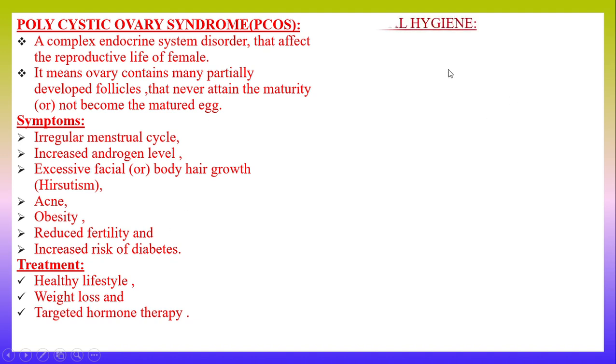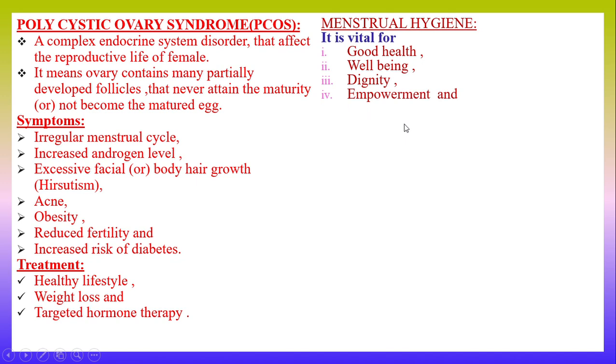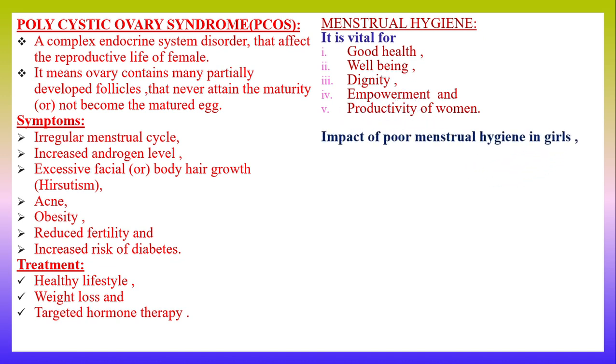Now we are going to pass on to menstrual hygiene. Menstrual hygiene, that means what? The hygienic method for managing the menstrual cycle in females. It is vital for the good health of the girl and also the well-being of the female body, and to maintain their dignity and empowerment and also the productivity of the woman. For good health, psychological and physiological well-being, dignity, empowerment and productivity of the woman, a hygienic method of managing the menstrual cycle is very important.